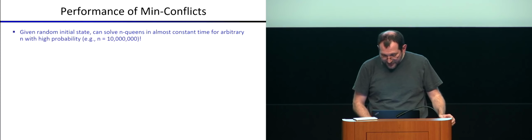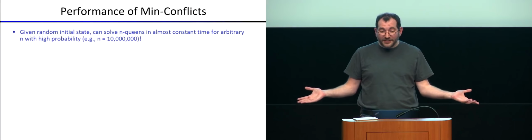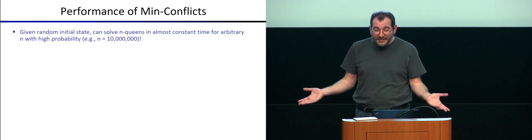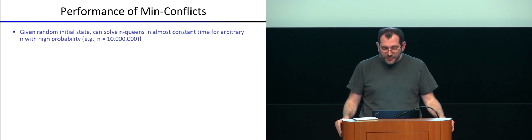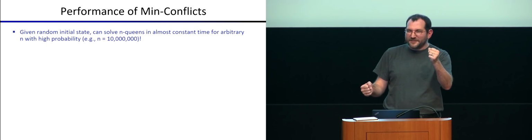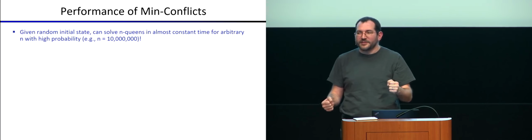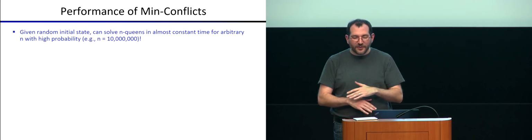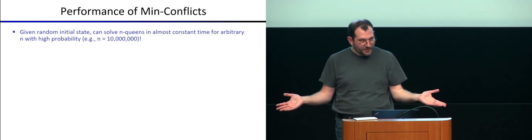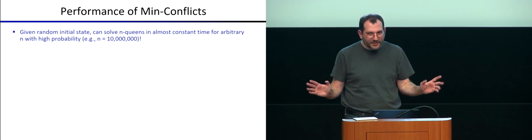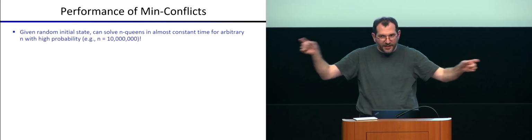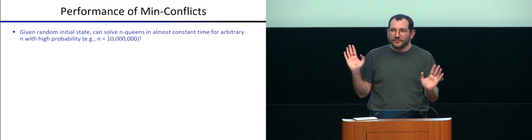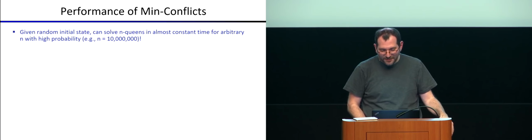All right, in practice, these things are really fast. Min conflicts is sometimes amazing. Given a random initial state, remember we could solve n queens of size 5, of size 20, of size 300 with these other methods. You can solve n queens of basically any size with this method in basically constant time, because you randomize it, most of the board is fine, and you fix a couple of problems and you're done. That's great. So far, it's looking pretty good.